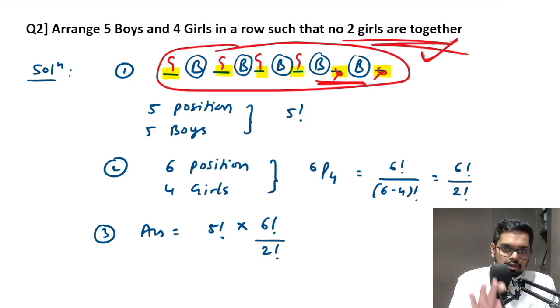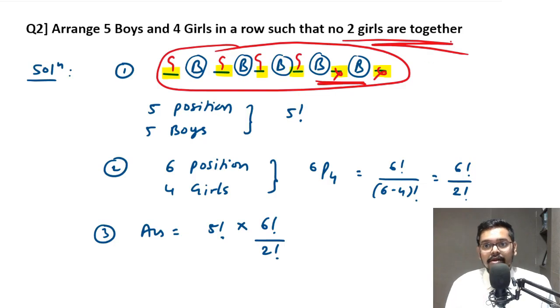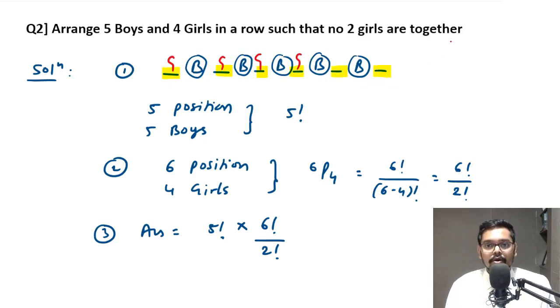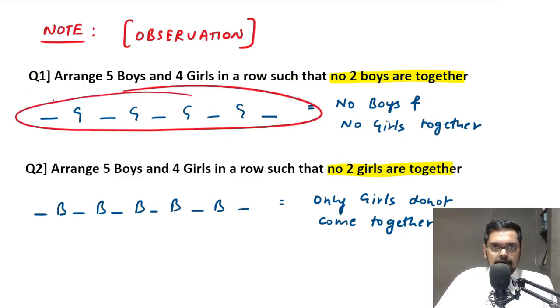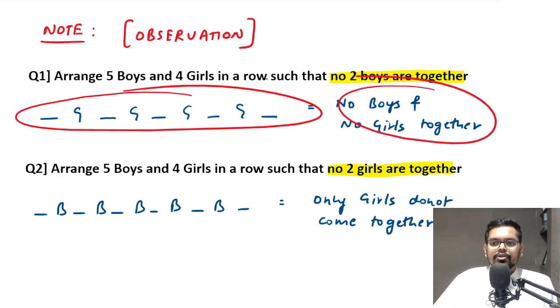So this pattern makes sure that no 2 girls are together. I am not considering here that no 2 boys are together. That is very much important that you have that observation. So that observation I am writing out here. In the first question, we have seen that arrange 5 boys and 4 girls in a row such that no 2 boys are together. So this was the pattern where no 2 boys are together. But surprisingly, this is the scenario for also no boys and no girls together.